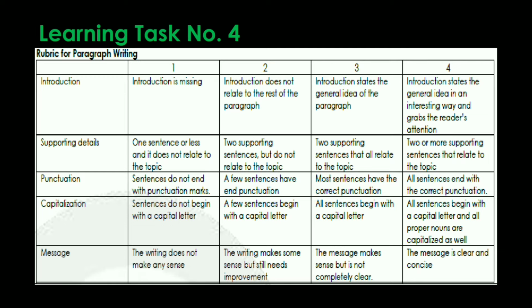And the last one, the message, which is very, very important here. I'll give you 4 points if the message is clear and concise. 3 points if the message makes sense but is not completely clear. 2 points if the writer makes some sense but still needs improvement, and 1 point if the writing does not make any sense. So that's it. So this is how you will be graded, kids. Okay? You will be given 10 minutes to do this activity. Go!